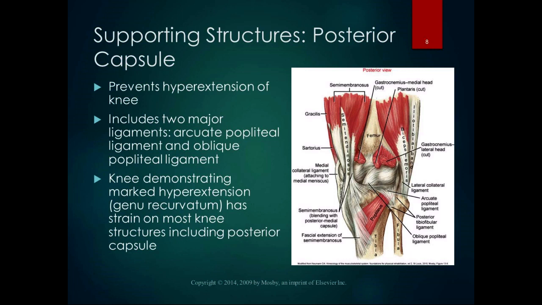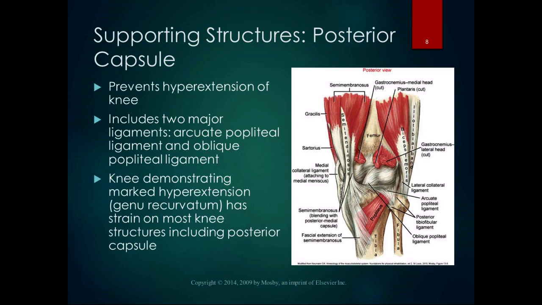The posterior capsule prevents hyperextension of the knee. It includes two major ligaments, the arcuate popliteal ligament and the oblique popliteal ligament. A knee that is in marked hyperextension, also known as genu recurvatum, has strain on most of the knee structures, including the posterior capsule.